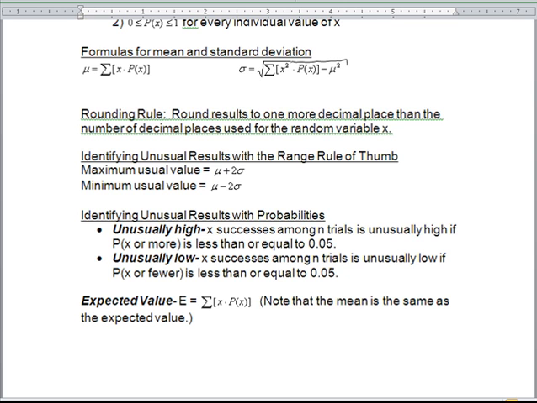Expected value is another word that's used in place of the mean. It has exactly the same formula as the mean. The expected value is the sum of each individual value of the random variable times its probability.